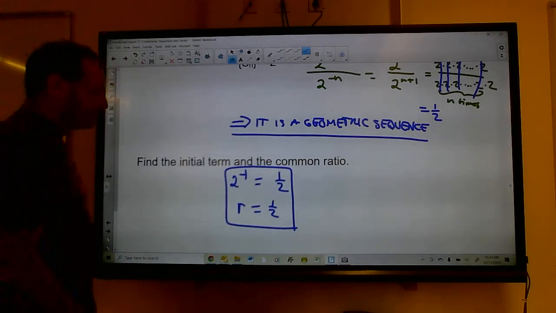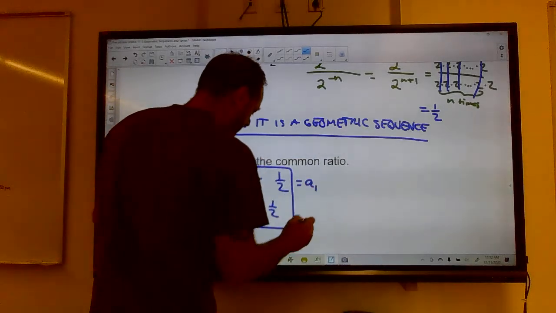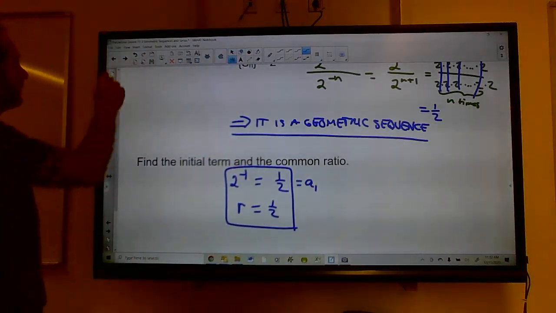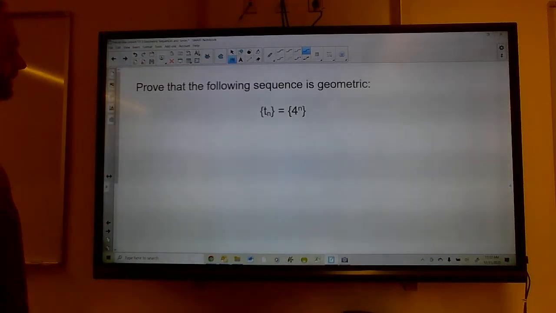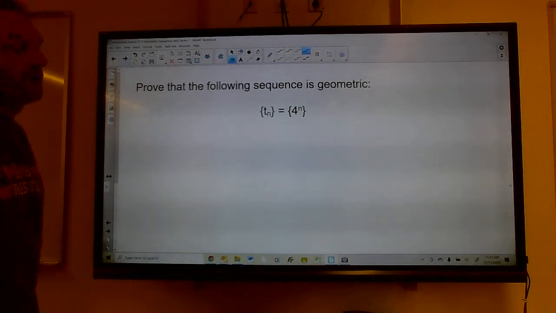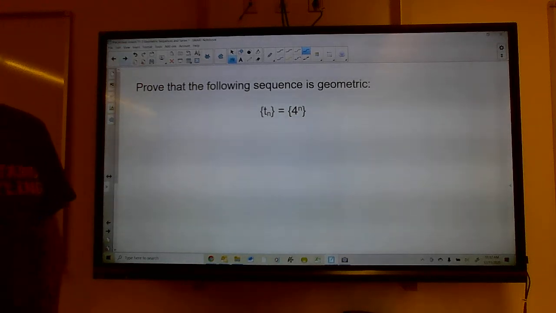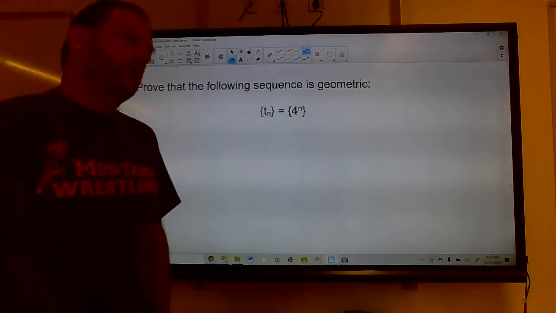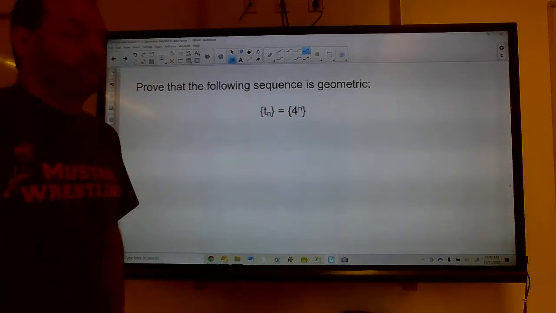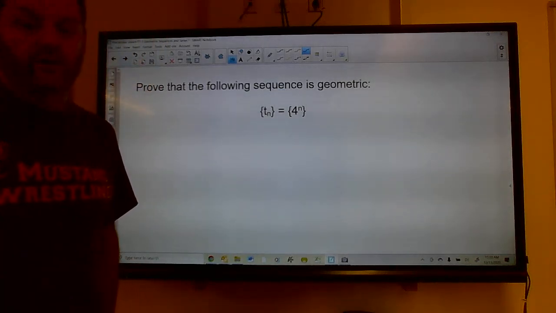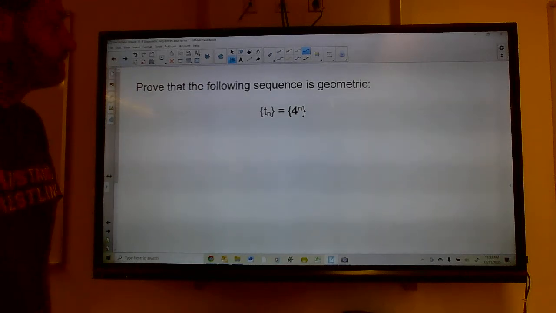Okay, I should label this a sub 1, by the way, too. Right, prove the following sequence is geometric. So I'll tell you what, we just did one. You pause the video here, do this proof, and then jump back on here and you can compare it with mine. Okay?